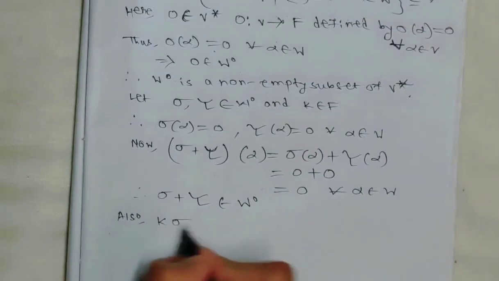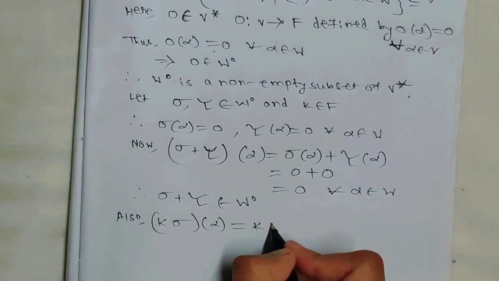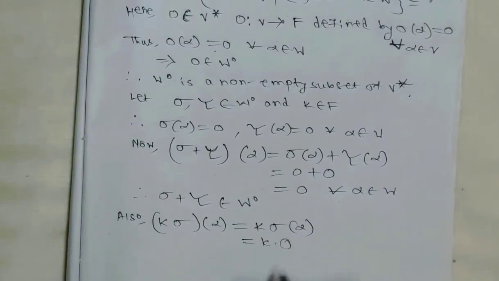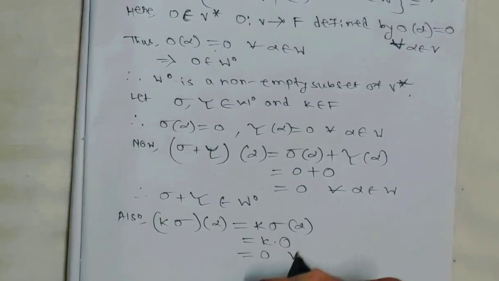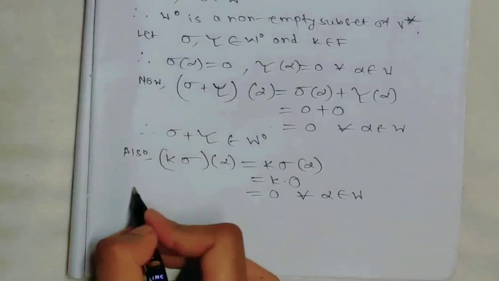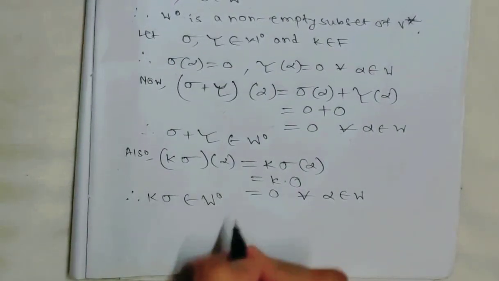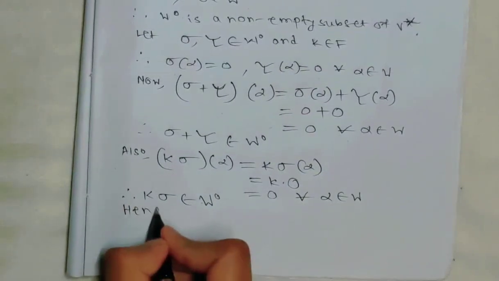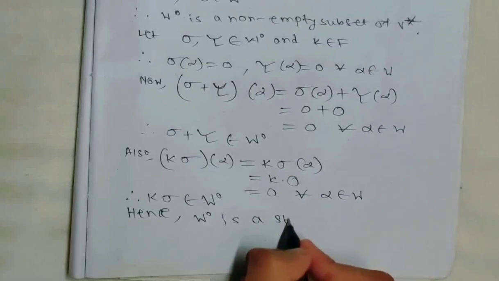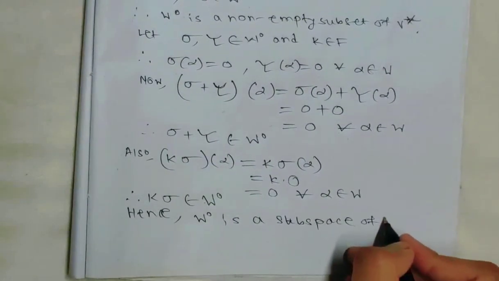Also K sigma of alpha equals K into sigma of alpha, that is equal to K into 0, that is equal to 0 for all alpha belonging to W. Therefore K sigma belongs to W naught. Hence W naught is a subspace of dual space V star.